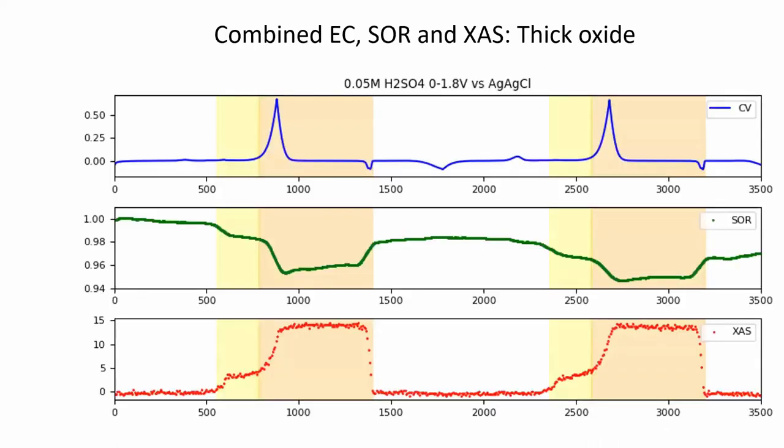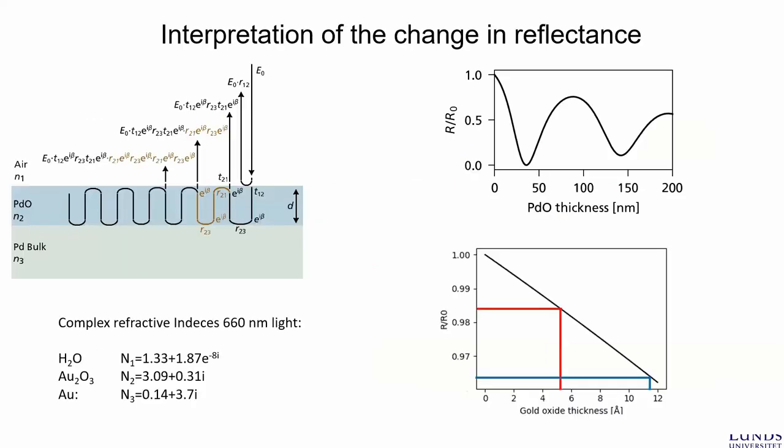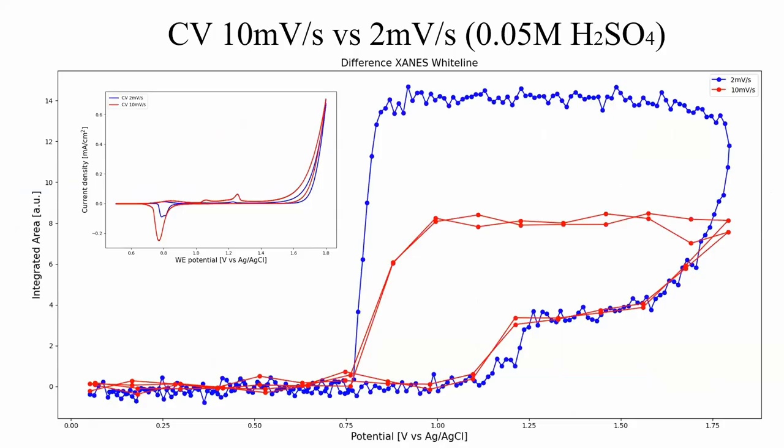Okay, so now we go to 1.8 volts, do the same, look at the surface optical reflectance, around 4% change for the thicker oxide, and then we get around 11, something like that. So this is what we know. We don't know everything else. But there's a thin oxide forming and it stops the oxidation. So you can play with this also.